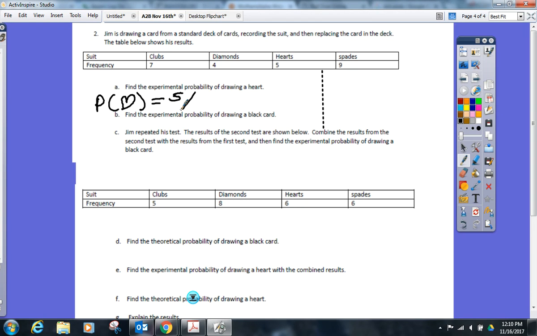Out of 25. All right, so it was 1/5, his experimental probability of drawing a heart, 1/5.